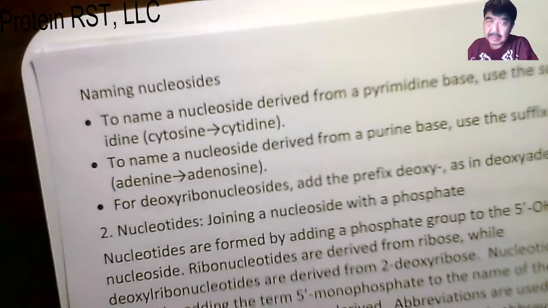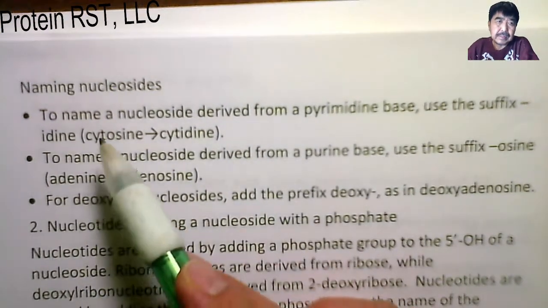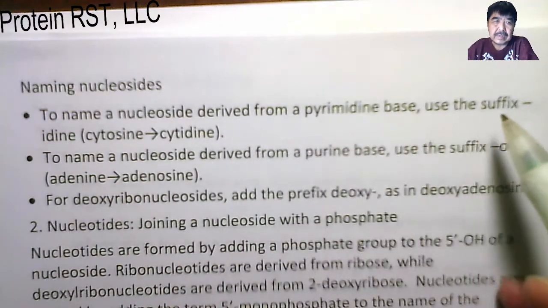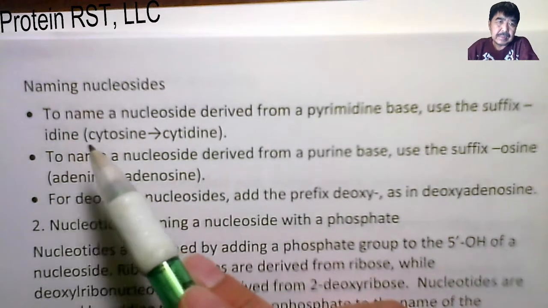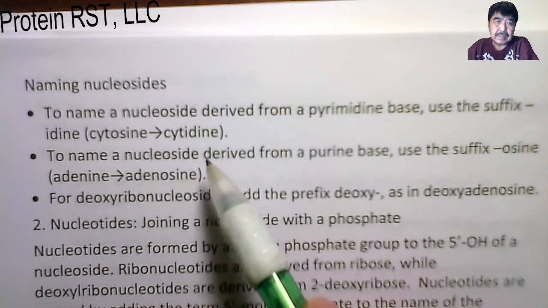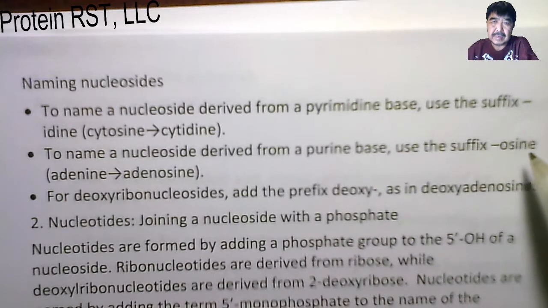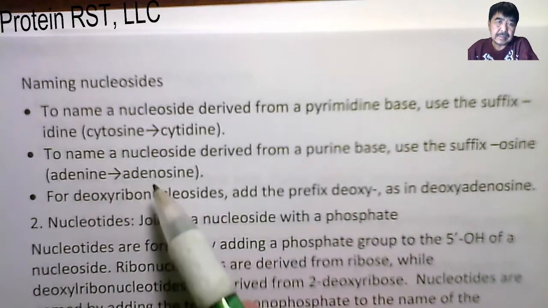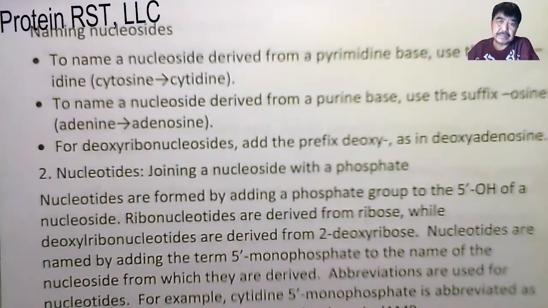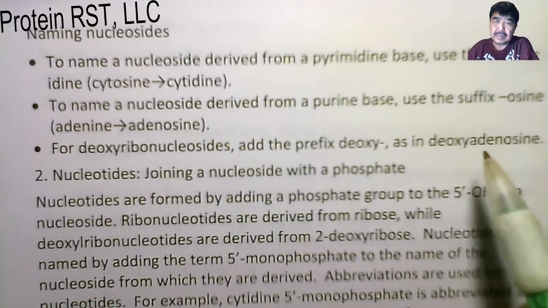How do we name the nucleosides? There are some rules here. To name a nucleoside derived from a pyrimidine base, use the suffix -idine. An example is cytosine becoming cytidine. To name a nucleoside derived from a purine base, use the suffix -osine. In this example, adenine becomes adenosine. For deoxyribonucleosides, add the prefix deoxy, as in deoxyadenosine.